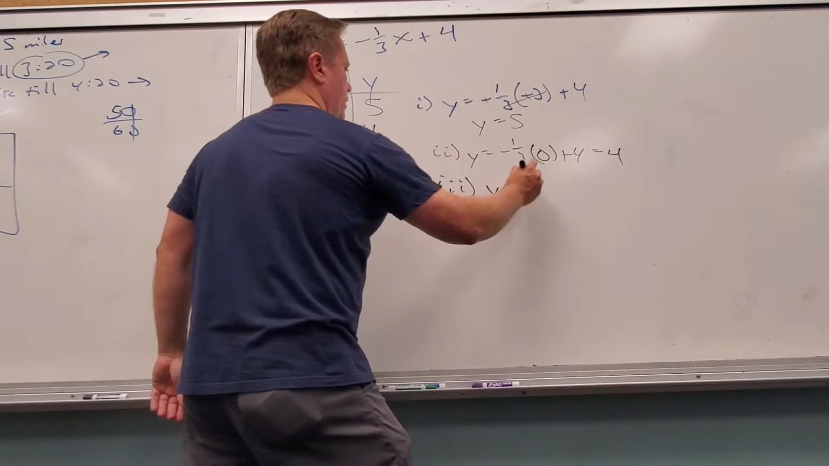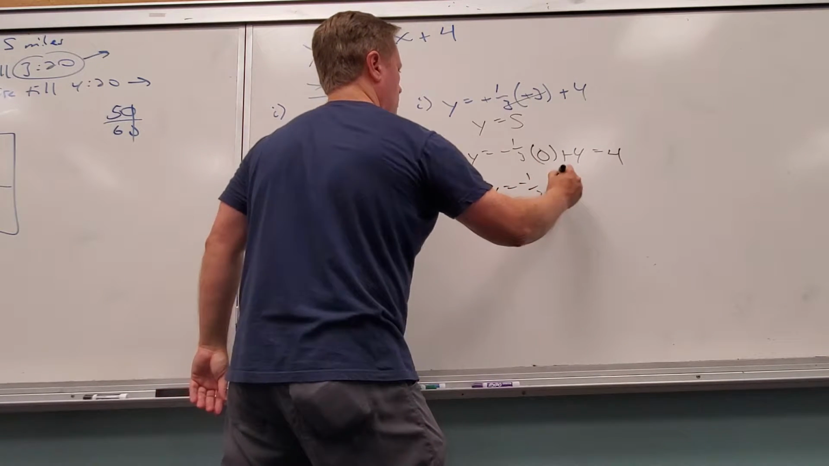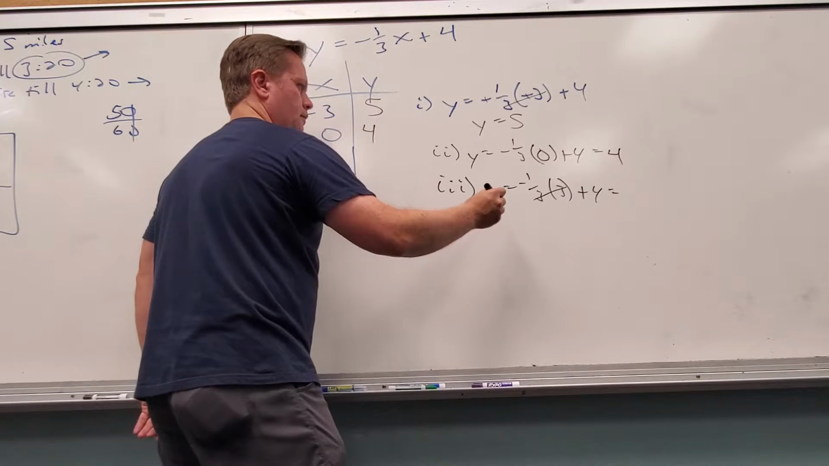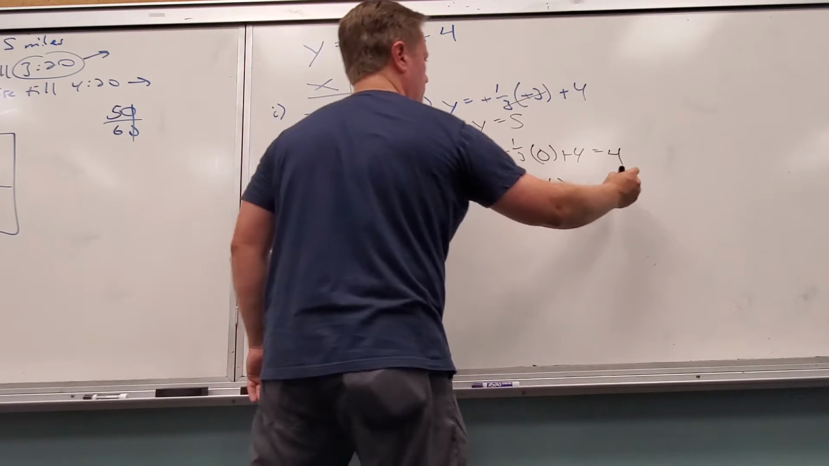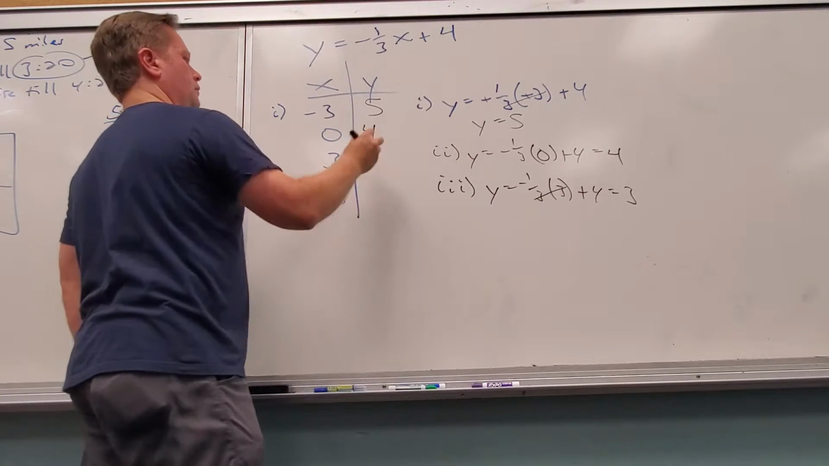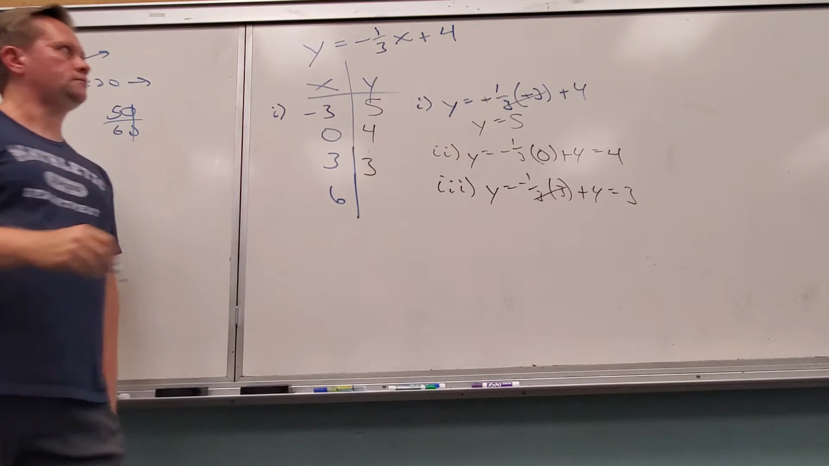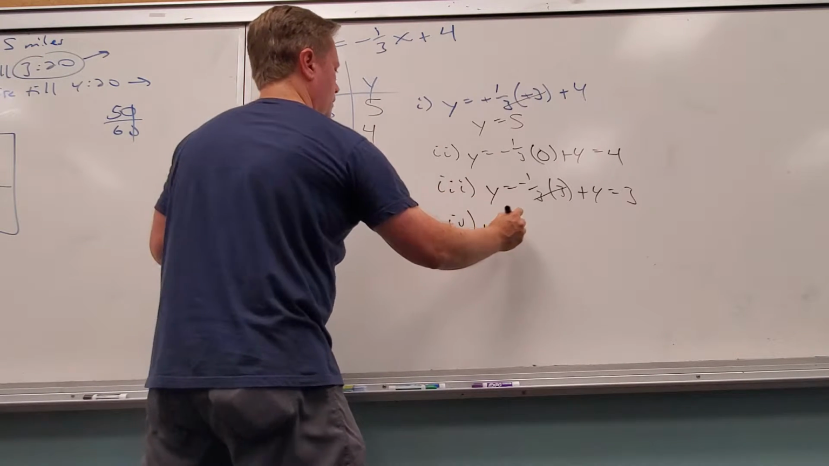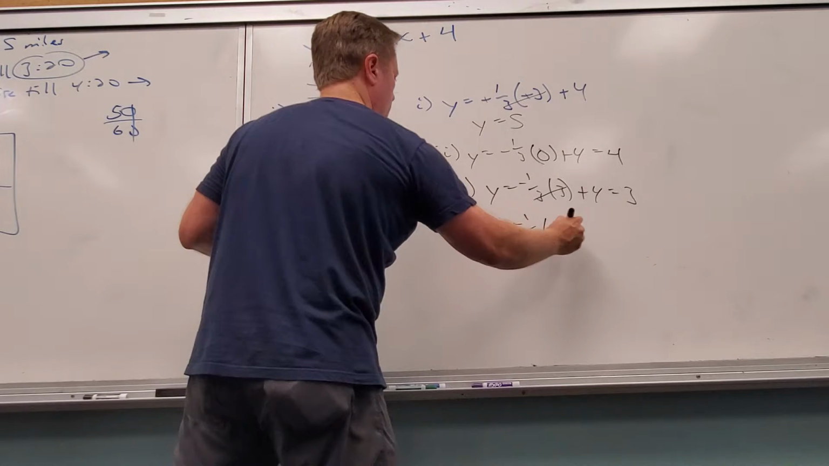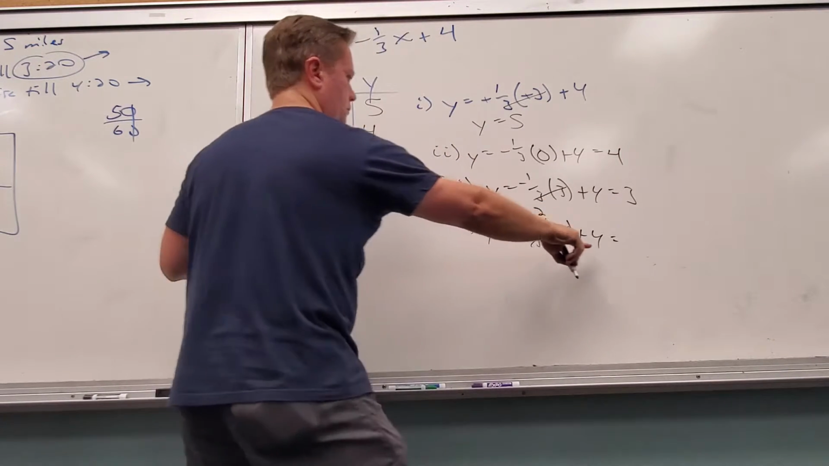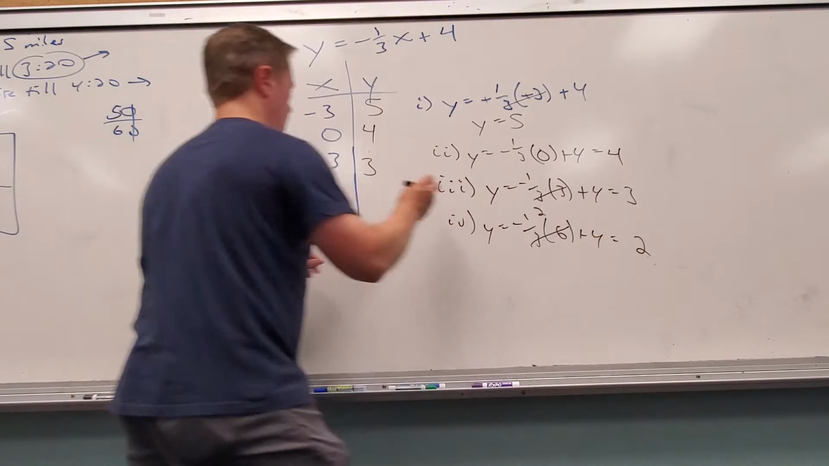What about when I plug a 3 in there? Now this is going to be negative 1 plus 4 is 3. Become a 3. And then negative 1/3 times 6, what's that? Good. Negative 2 plus 4, 2.